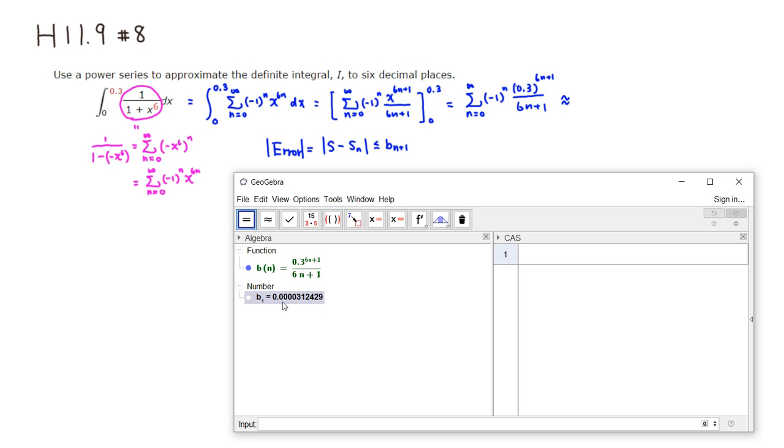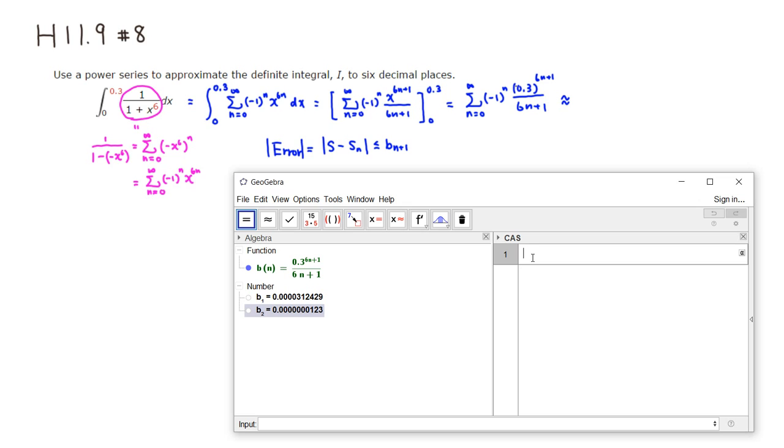So you have a value there, with 0, 0, 0, 0. In order to be correct to 6 decimal places, the error needs to be a little bit smaller. So let's try b2, which is b of 2, and it came out to be that. You can see it's 0, 0, 0, 0, 0, 0, so this is small enough. So b_(n+1) is b2, so n is equal to 1. I'm going to sum up all the way to 1, so it's just 2 terms.